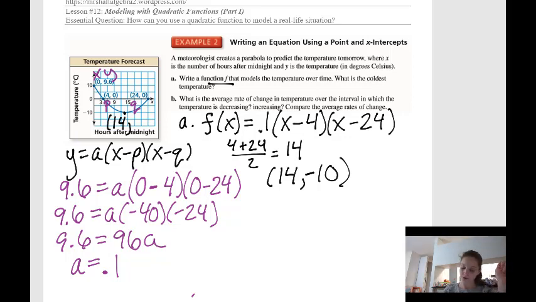Part B, what is the average rate of change in temperature over the interval in which the temperature is decreasing and increasing? Compare the average rate of change. Average rate of change is a fancy way of saying slope. So the temperature is decreasing. Let me finish writing this.